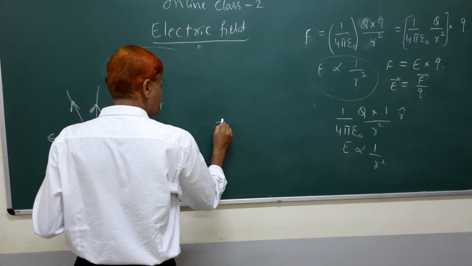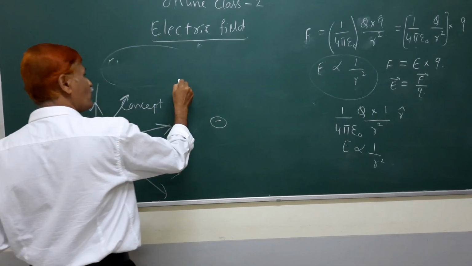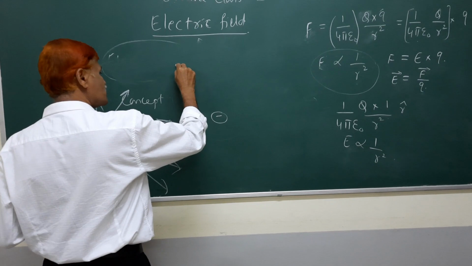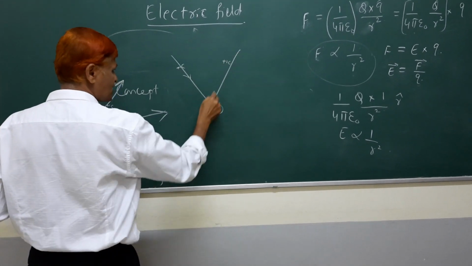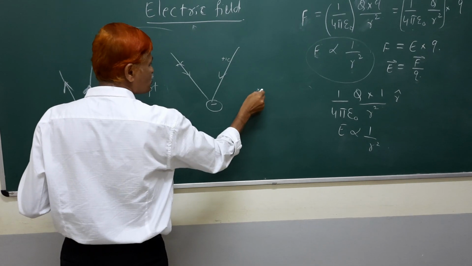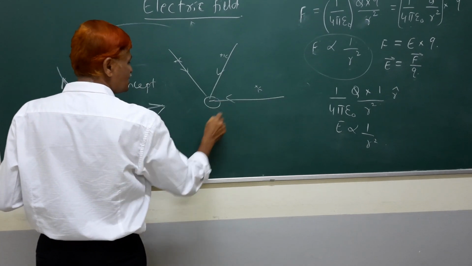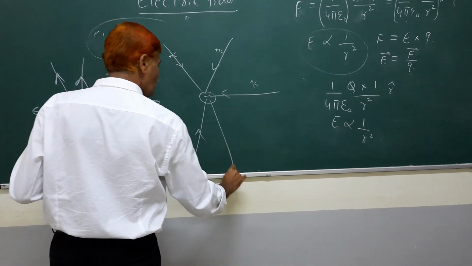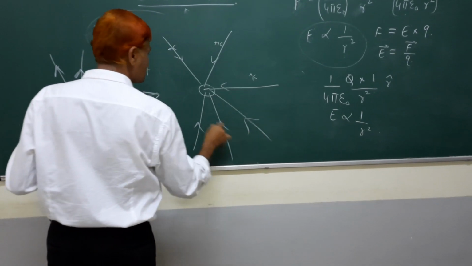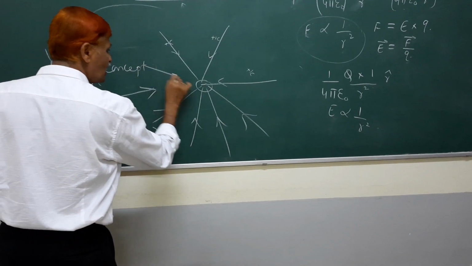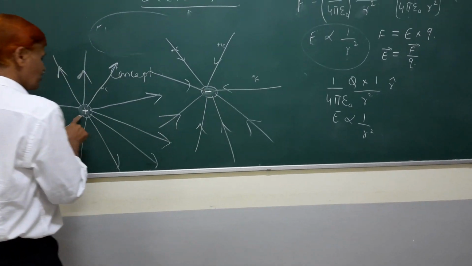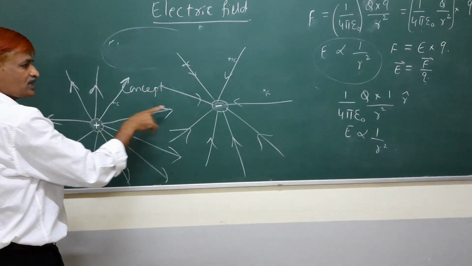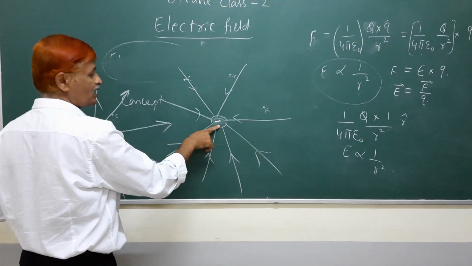If it is a negative charge, then what happens? If you place 1 coulomb charge here, it gets attracted. If you place it here, it gets attracted. So, electric lines of forces are converging on a negative charge. They are diverging from a positive charge and they are converging on a negative charge.